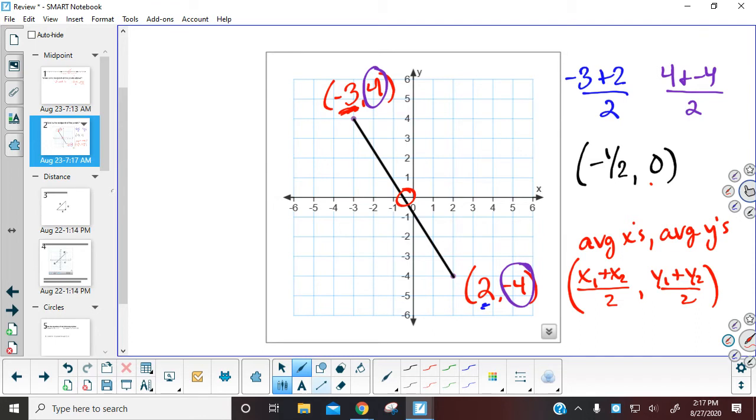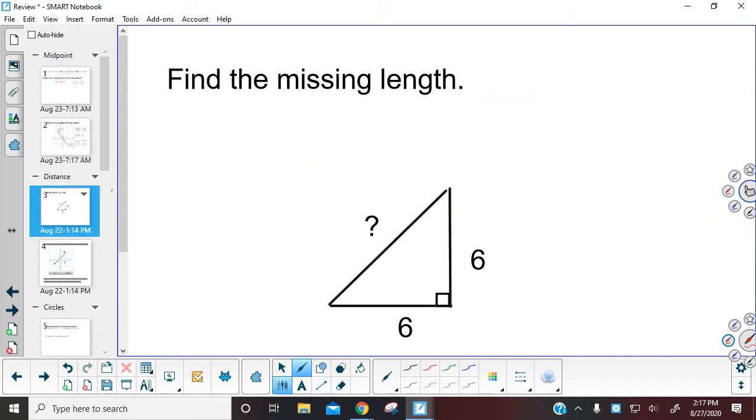Now, when you're looking at distance, it is directly related to doing the Pythagorean theorem. So when we look here, if we're doing Pythagorean theorem, we would do 6 squared plus 6 squared equals our unknown squared. We'd have 36 plus 36, and we'd get 72.